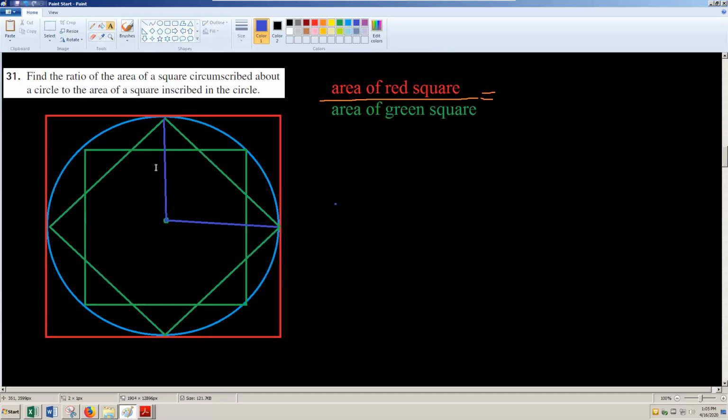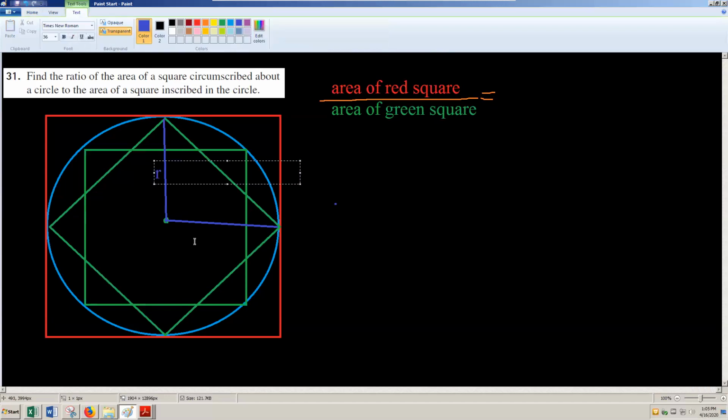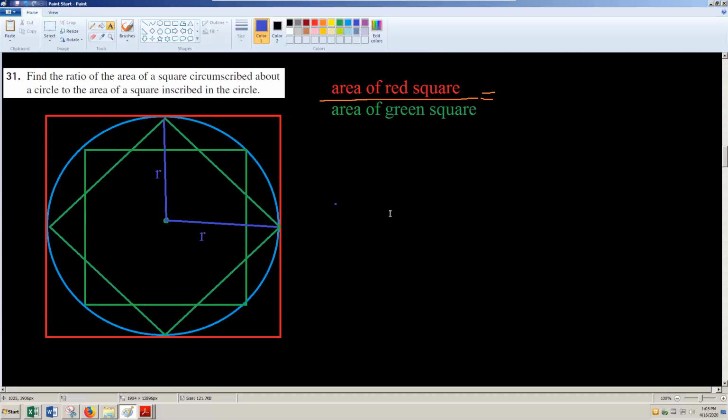So I'm just going to say this is little r and this is little r. Okay, cool. So I've got little r, I'll throw a right angle there, why not? Now as I'm looking at this, I'm asking, if this is little r, how does that relate to the bigger square?